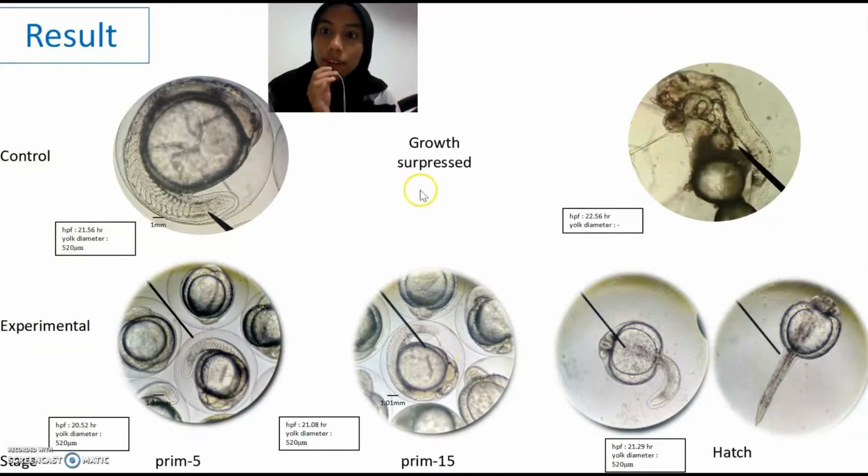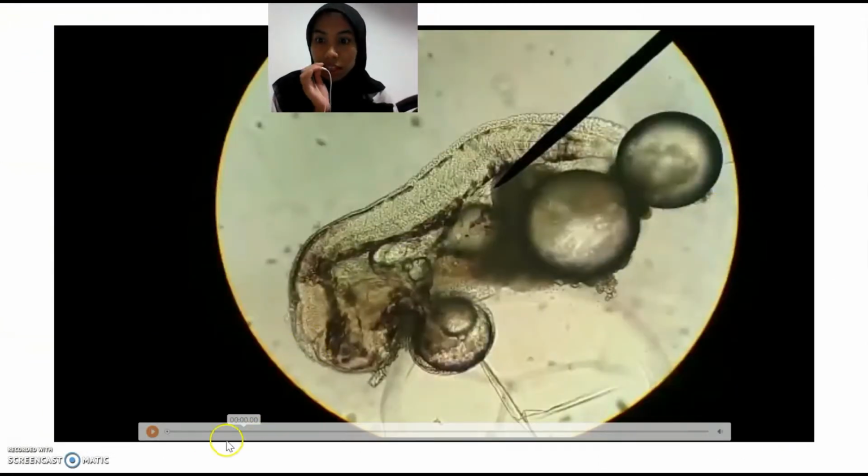However, for the control, the growth is suppressed. See that in the experimental beaker, the eggs hatch to a fry. In the control beaker, we were quite lucky to see only 1 or 2 eggs that hatch into a fry. However, this fry looks deformed. I will show you in this video.